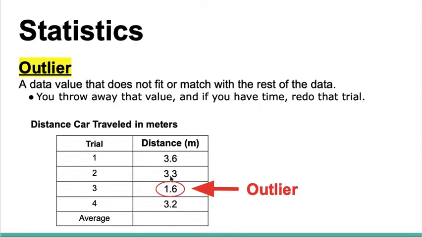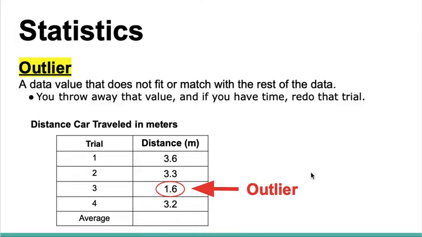But anyway, the idea is really, really simple: if you look at that 1.6 meters, it clearly does not follow the other numbers in all the trials. So in this case, that's an outlier. And what we usually do with an outlier is we completely get rid of it, right? And we try to do it over again, right, if time permits.